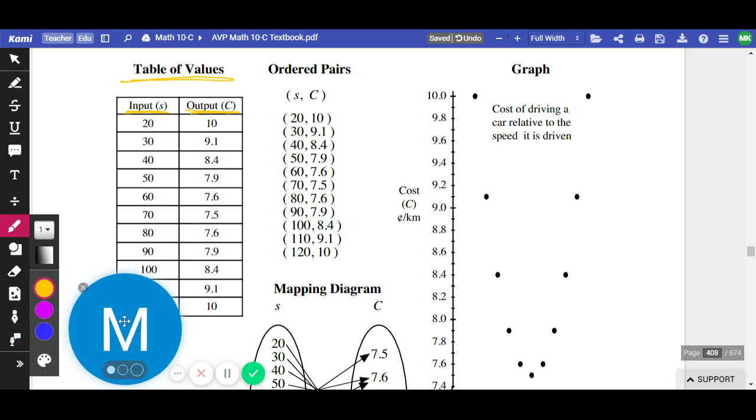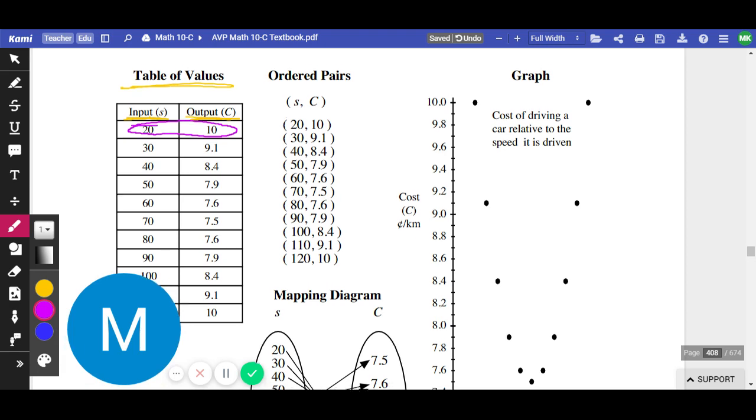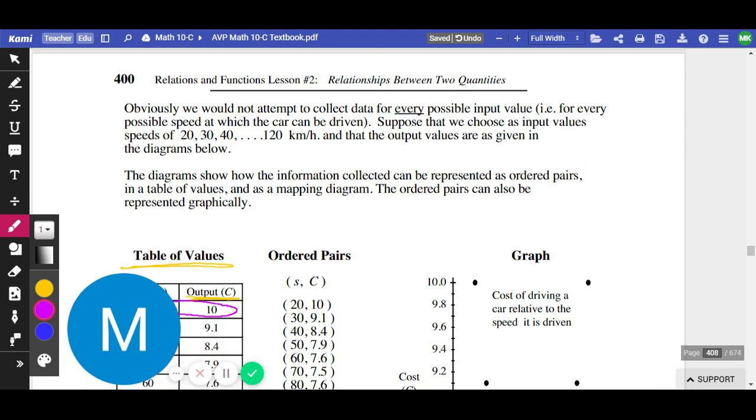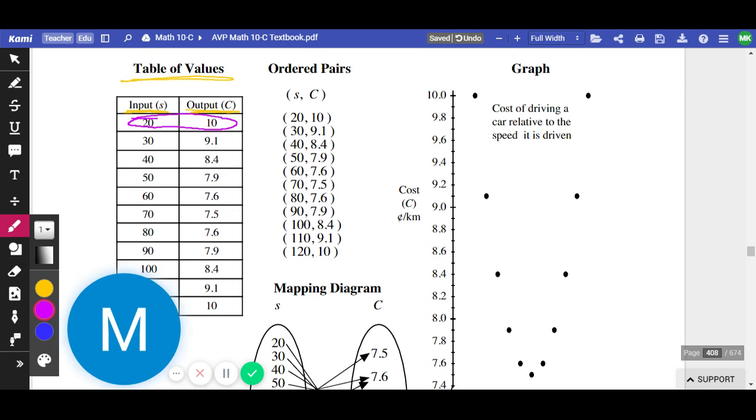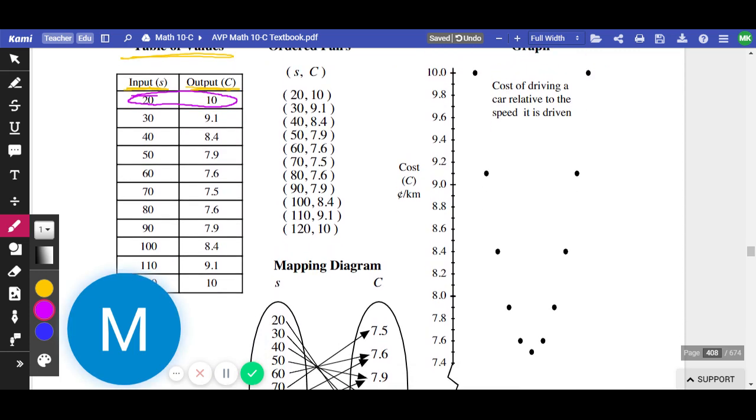This first pair tells me that when I drive at 20 miles per hour, I have a cost of, I think it's 10 cents per hour. Let me look up. It didn't really tell you, it just says it's cost. Yeah, kilometers per hour. Did the other one say what the cost was? Like on the graph, cost of C. Oh, it's cents per kilometer. Okay, so cost is cents.